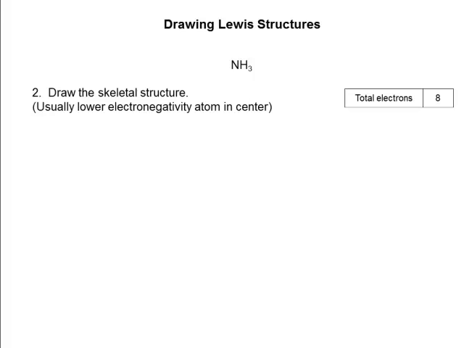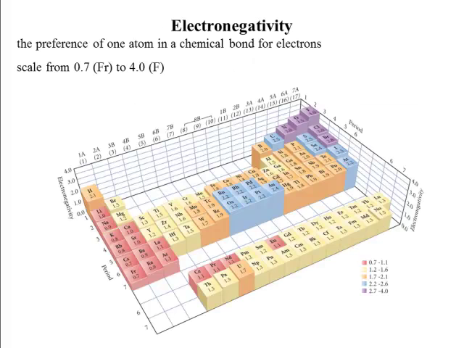What is electronegativity? Let's talk about that real quickly. Electronegativity is going to be the preference of one atom in a chemical bond for electrons. In other words, if I have two atoms bonded together, even though they're sharing electrons, they're not sharing necessarily equally. Something has a higher electronegativity, it pulls those electrons in the bonds slightly closer towards it. It doesn't completely remove it, but there is that unequal sharing when we're dealing with these covalent compounds.